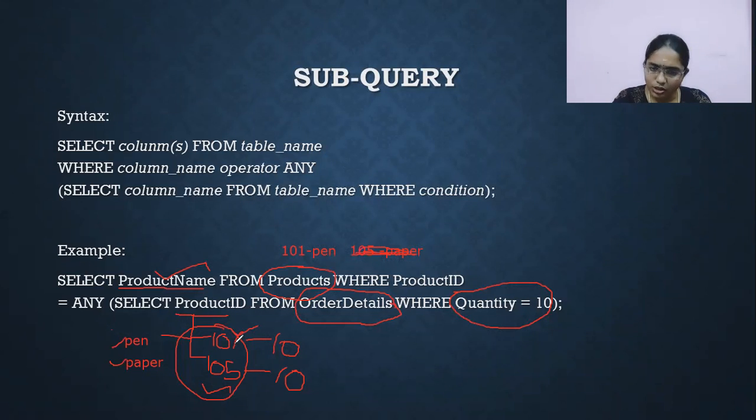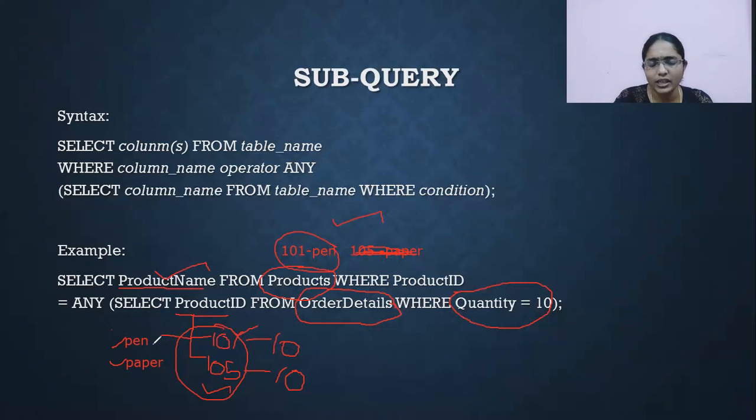This query is going to fetch the same 101 and 105, where these two products have been sold as 10 quantities. Now, let us assume I'm executing the query and the product table only has the product name pen. It doesn't have the product name paper. It is not mandatory that the product table and order details should be the same. So what happens here? Only this is matching, in the sense that only pen will be displayed. Clear with it?